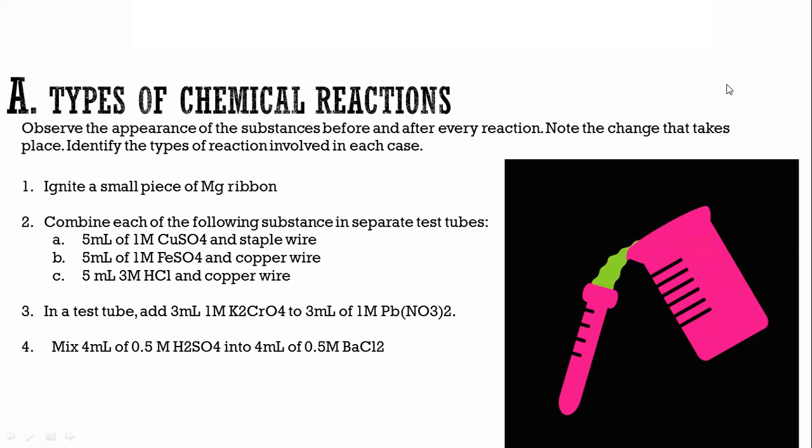Okay, so now let's proceed to the procedures. But first, when we say procedures, it's simply referring to a particular way of accomplishing something. So here in our procedures, we have letter B, which is the factors affecting the rate of chemical reaction.